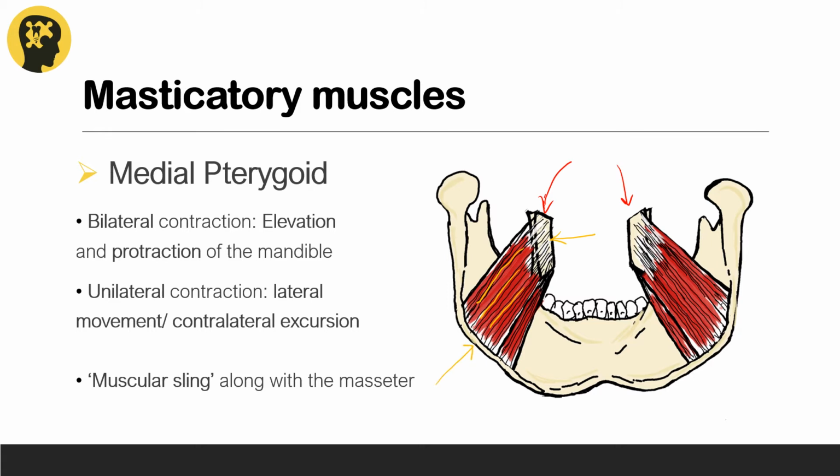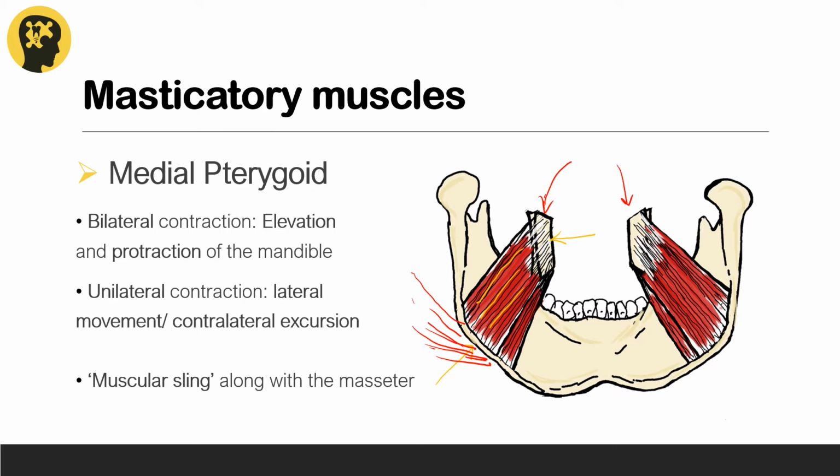In the previous slide, we saw that the masseter also attaches onto the mandibular angle and ramus, but it attaches onto the lateral aspect of the mandible. So the medial pterygoid along with the masseter forms a nice muscular sling that supports and suspends the mandible and results in a very effective elevation of the mandible.